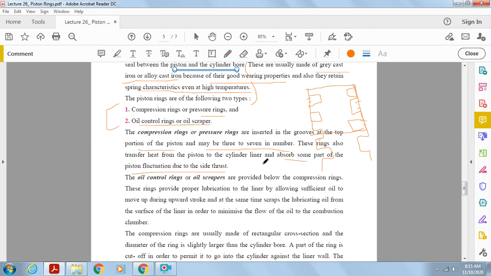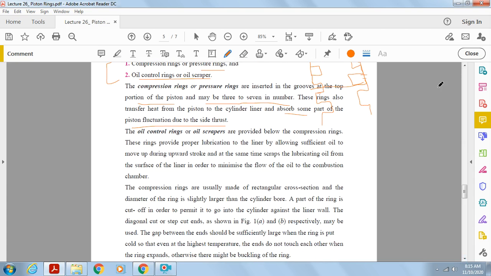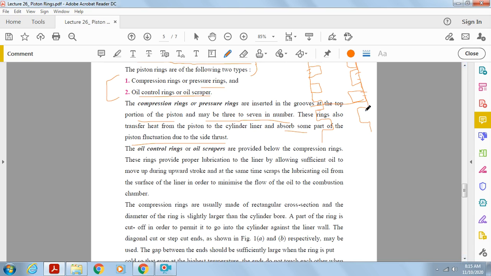Then come to the oil control ring or the oil scrapers. They are provided below the compression rings. As you see, groove number 4 is for the oil control ring. These rings provide proper lubrication to the liner by allowing sufficient oil to move up during the upward stroke, and at the same time scrape the lubricating oil from the surface of the liner in order to minimize the flow of oil to the combustion chamber.